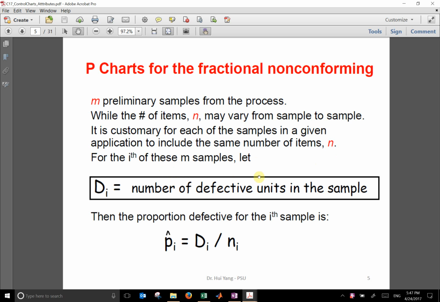Now, here we are not going to look at the X bar or R control chart. We are going to look at the fractional non-conforming, that is how many defectives in each sample. So Di denotes the number of defective units in the sample. The proportion of defectives for the ith sample will be Pi hat equals Di over Ni.